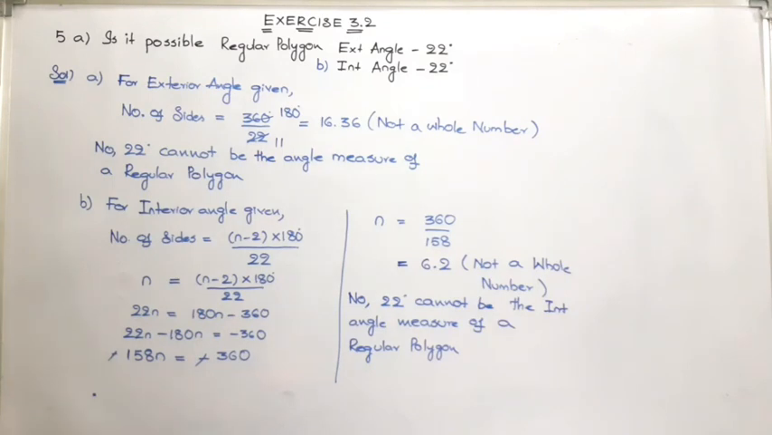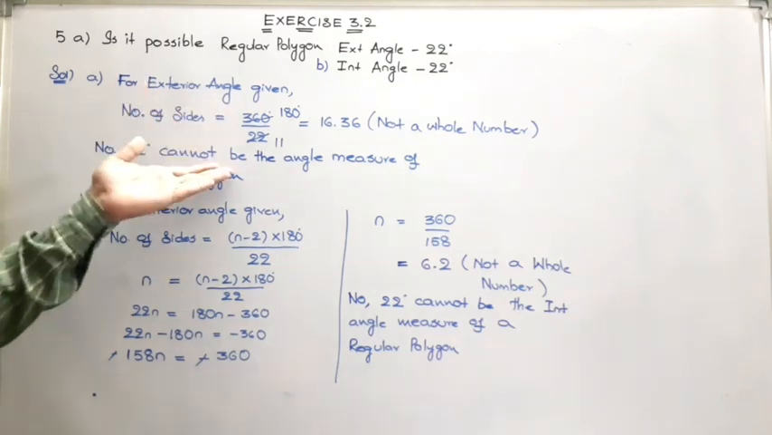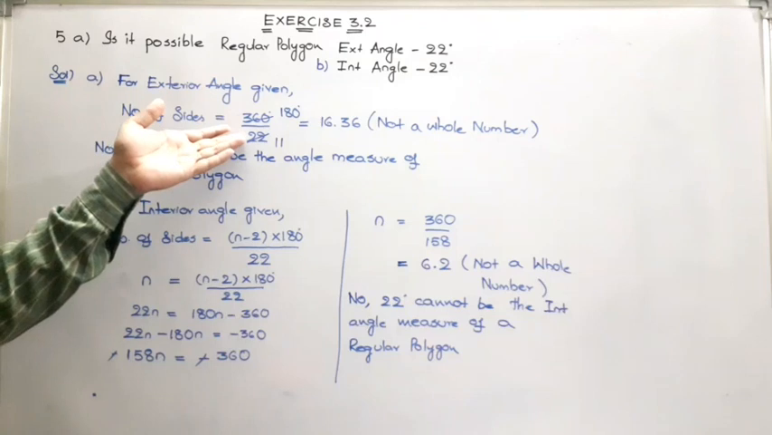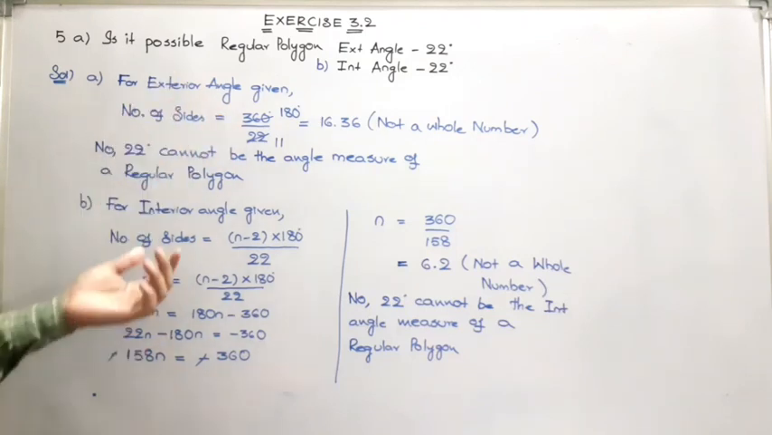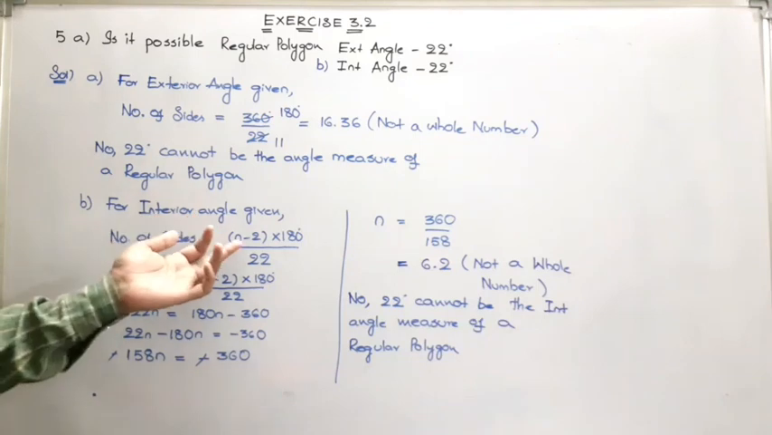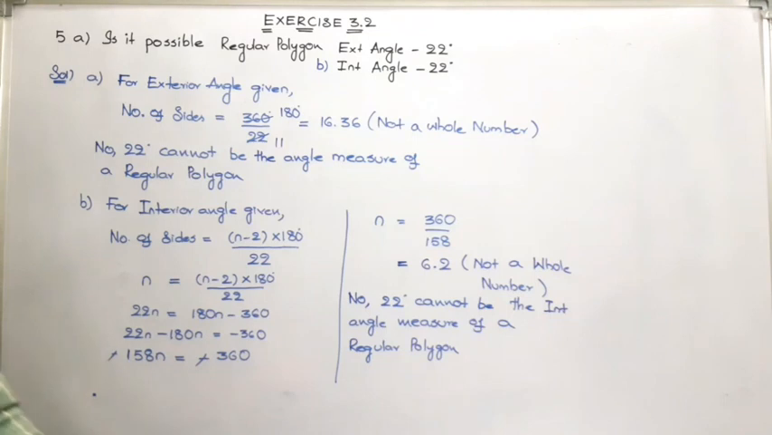Hope you understood the concept, children. Very easy. If they ask exterior, 360 divided by sides. If they give the exterior angle, divide 360 by the exterior angle. If it is the case with interior angles, instead of 360, use (n minus 2) into 180. Very easy. Now, let us check the next question in the next class.